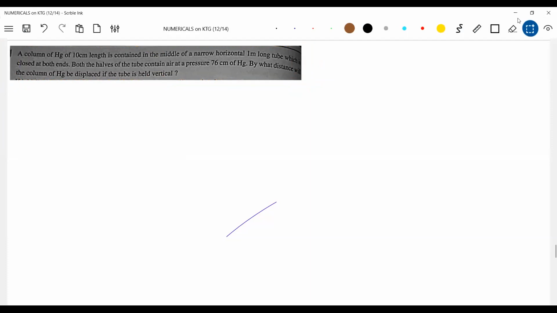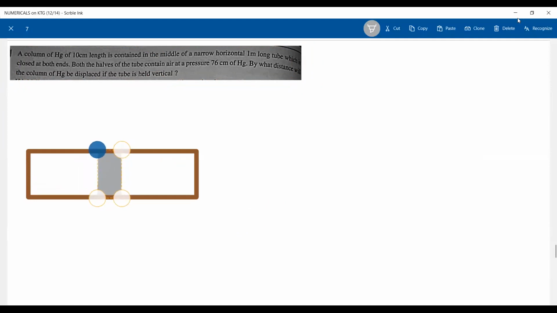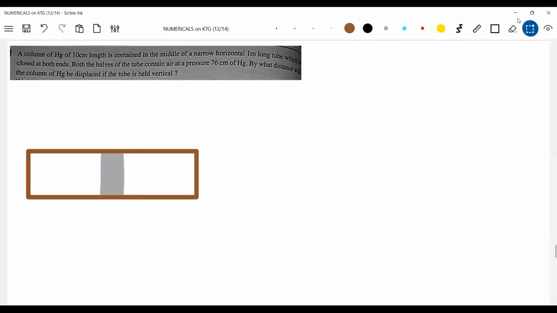A column of mercury of 10 centimeter length is contained in the middle of a narrow horizontal tube. Okay, there's mercury. Length of the mercury column, how much? It's not a piston. It's a mercury column. Exactly in the middle, length of 1 meter. Okay, exactly at the midpoint. So what is the remaining distance? So this will be mercury, Hg.